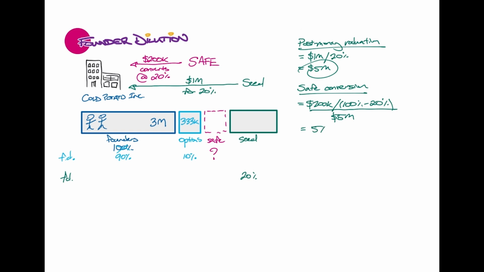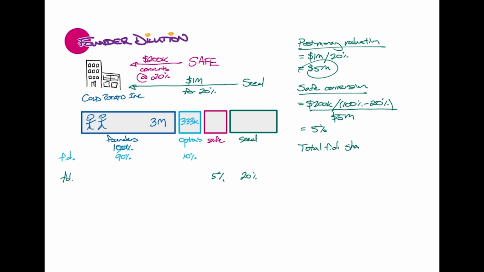So at this point, we know the SAFE investors will own 5% of Cold Potato on a fully diluted basis, and the investors will own 20% of Cold Potato on a fully diluted basis. But we still don't know the percentage of the founders or the percentage of the option pool. To do that, we'll calculate the fully diluted shares after the financing.